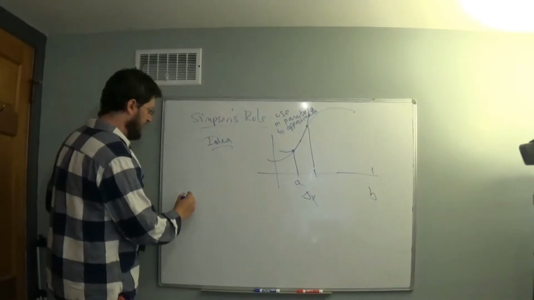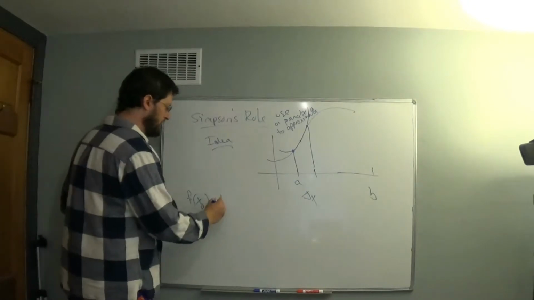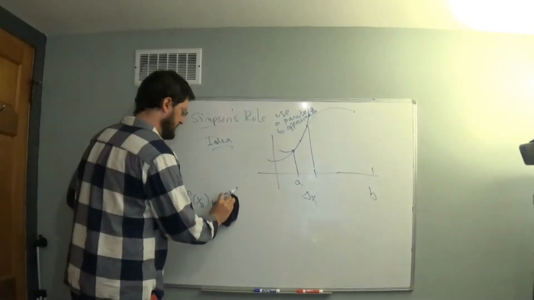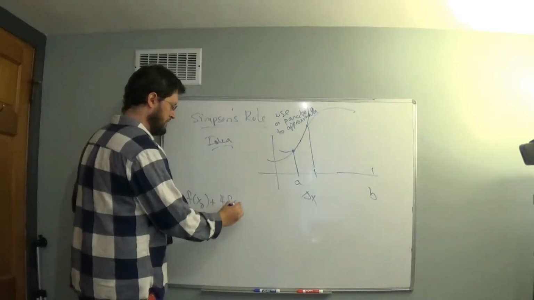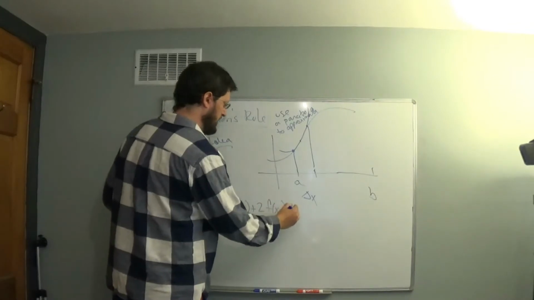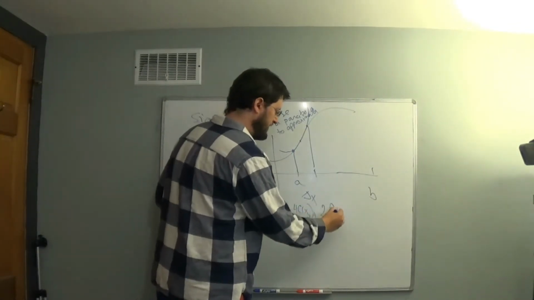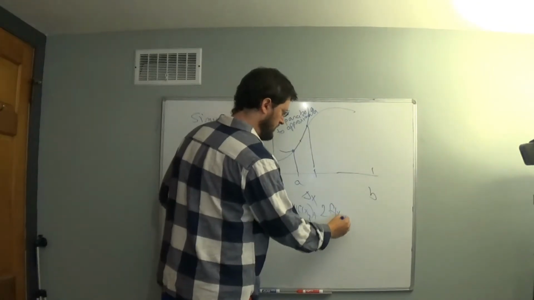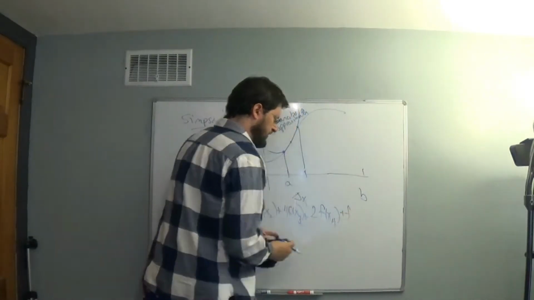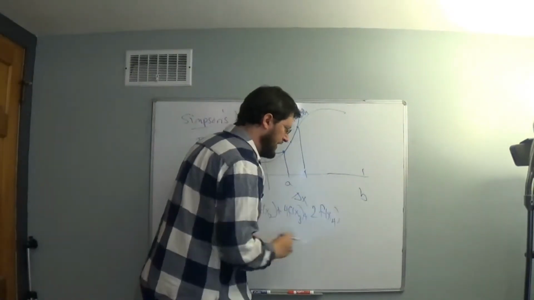We get f at x0 plus 4 f at x1 plus 2 f at x2 plus 4 f at x3 plus 2 f at x4, and then plus 4, and so on until we get to the very end.